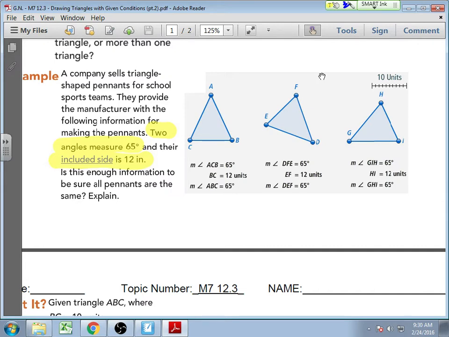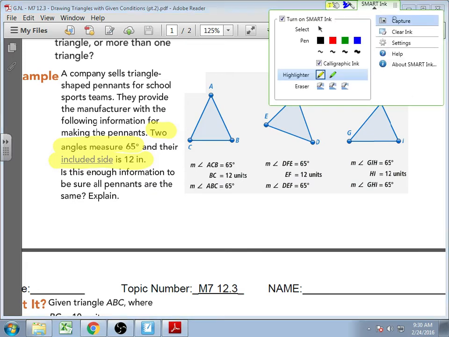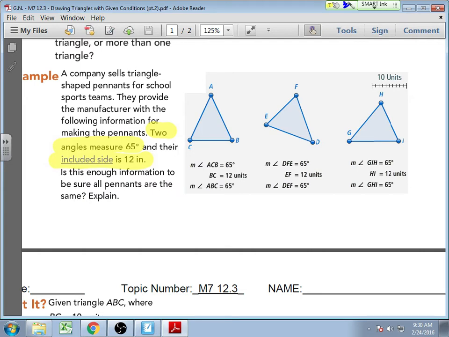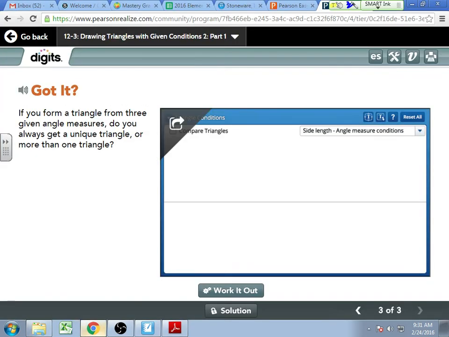So, is this enough information to be sure all the pennants are the same? Instead of 12 inches, I don't know if I scaled this right on the paper. Try to measure and see if you can determine, are all these pennants the same, or are they actually different? We have 2 angles and the included side. What do you think? Are they all the same, or are they going to be different?